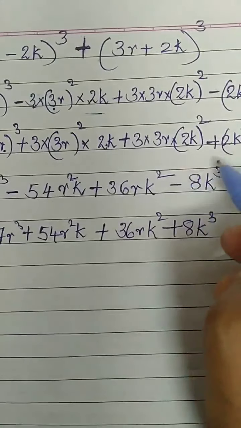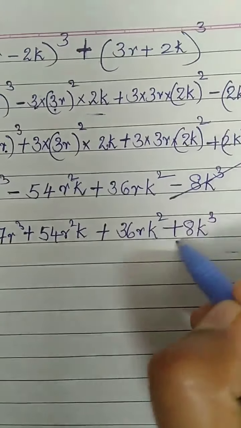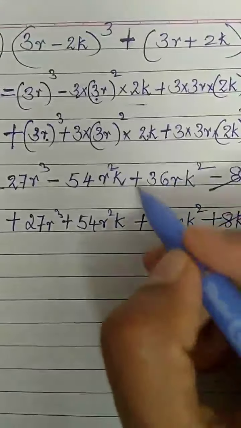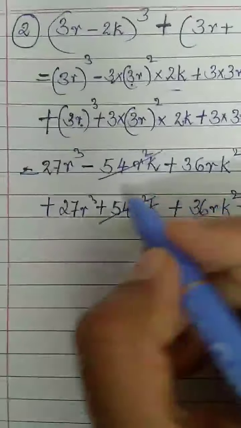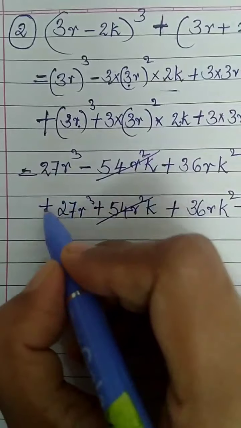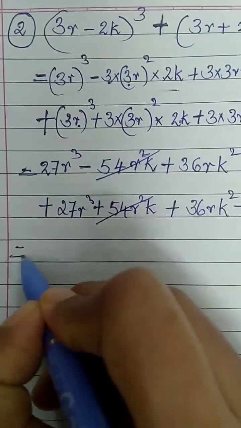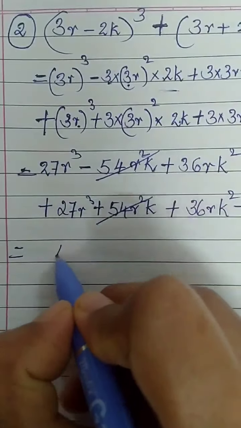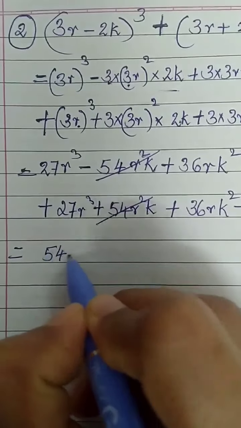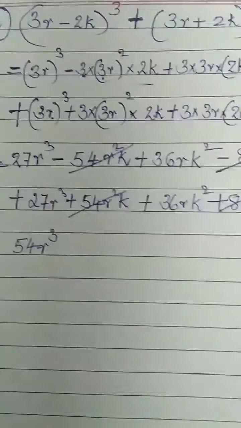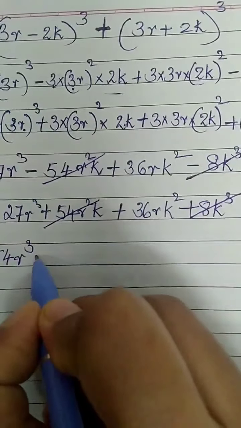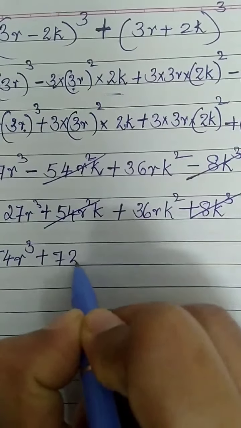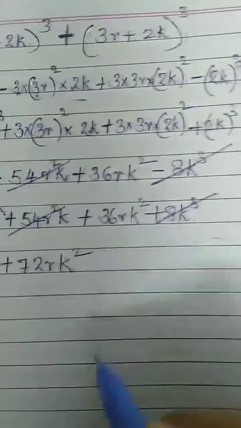So we can cancel now. Minus 8k cube plus 8k cube. These both are same sign. You can't cancel. Minus 54 plus 54. Cancel. Now this also 27 and plus. You can't cancel. So let us add 27 plus 27 will be 54 r cube. This cancelled. Plus into plus plus 36 plus 36 will be 72 rk square.